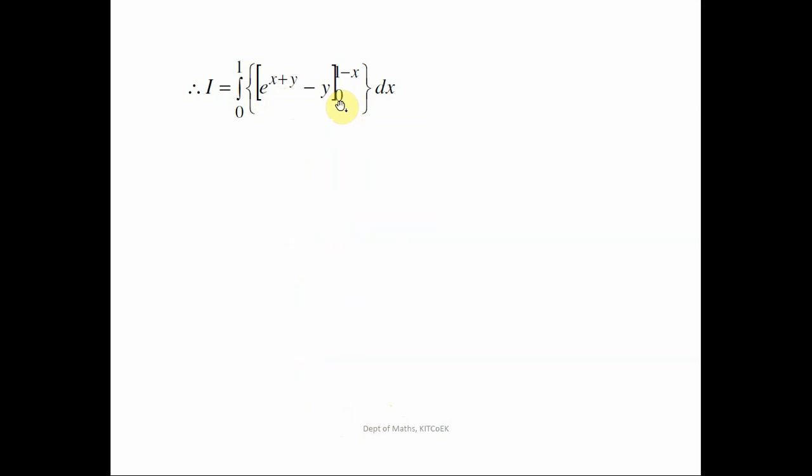Put the limiting values. As we have integrated with respect to y, replace y by upper and lower limit, keeping that outside integral as it is. So 0 to 1, this integration as it is, and now in this expression replace y by upper limit 1 minus x. So in e raised to x plus y, y is to be replaced by 1 minus x, minus this y is also to be replaced by 1 minus x, and then minus put the value of lower limit in both terms. So e raised to x plus 0, that is e raised to x, minus y is 0, so that term will become 0.